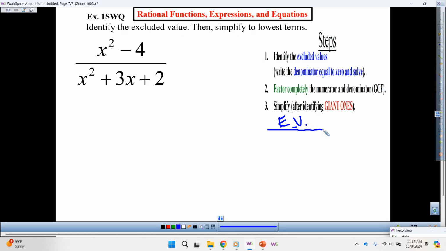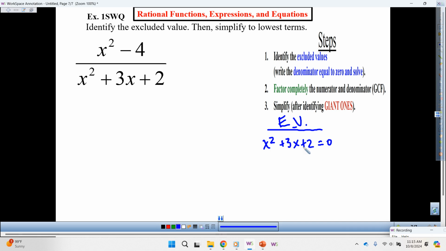Remind your neighbor what to do to find the excluded values. Looks like Ashlyn's got it. Very good, Ashlyn. All right. How do we get started, Mario? What do I do? The denominator equal to zero. So let's write x squared plus 3x plus 2 equal to zero.